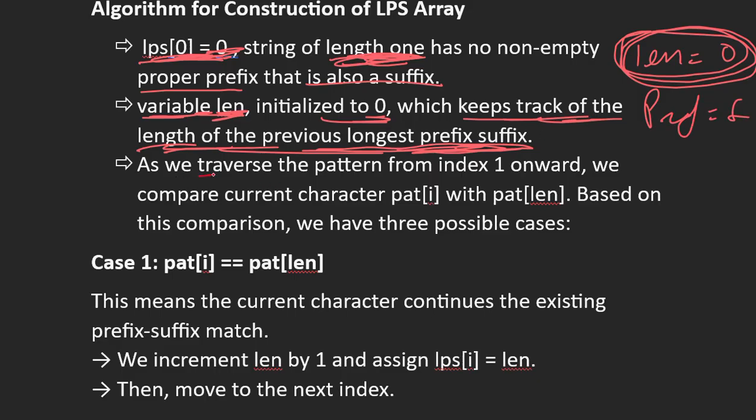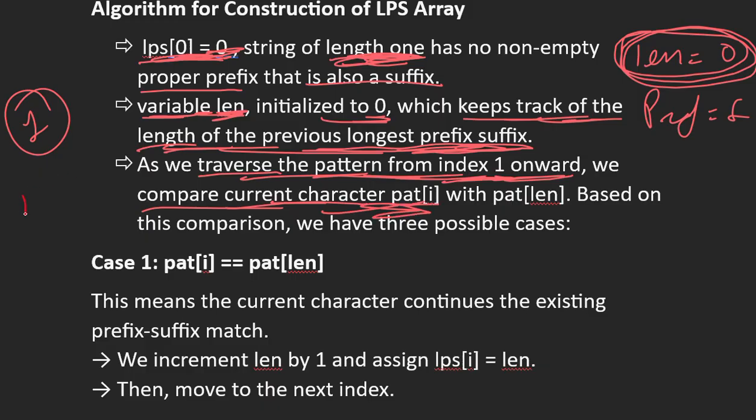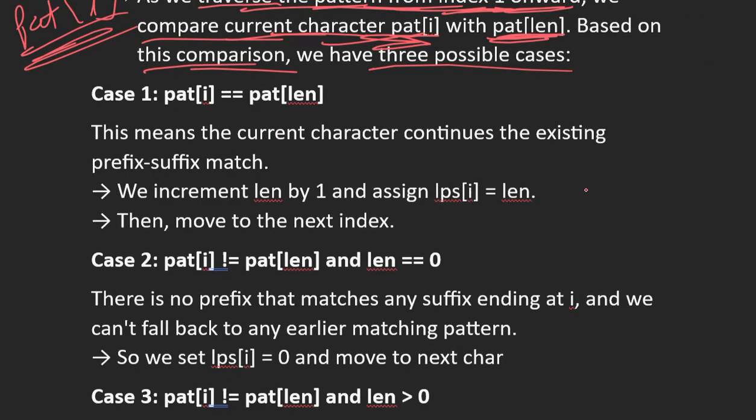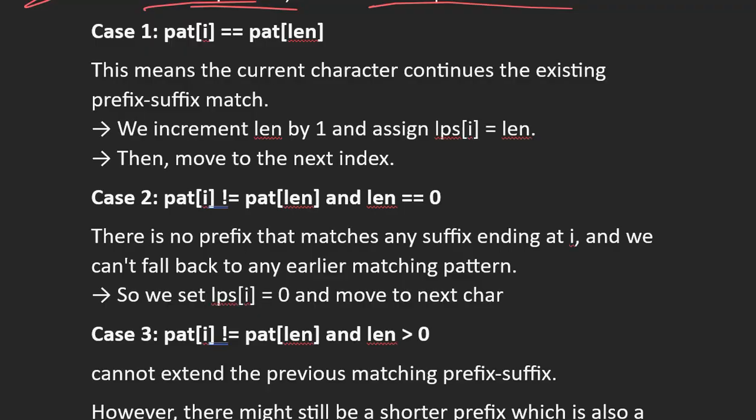Then we traverse the pattern from index 1 onwards, right? We compare the current character, that is pattern of I, the character at index I, with the character at index length. Length is the longest previous prefix equal to suffix. Based on this comparison, we have three different possible cases. So we will be looking at each case one by one.